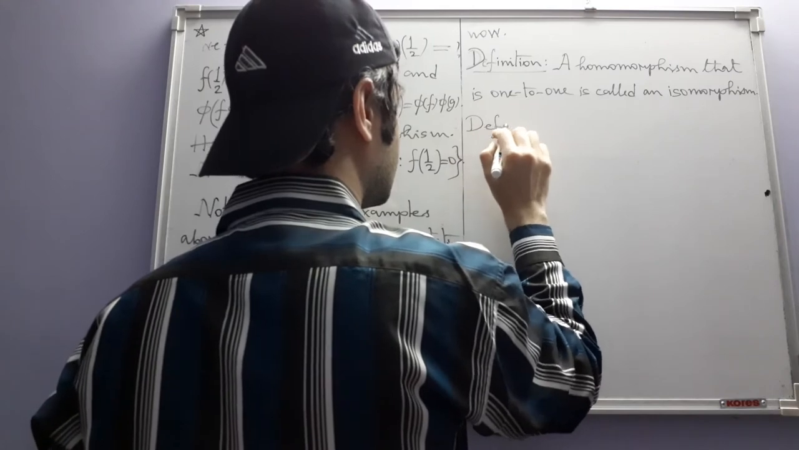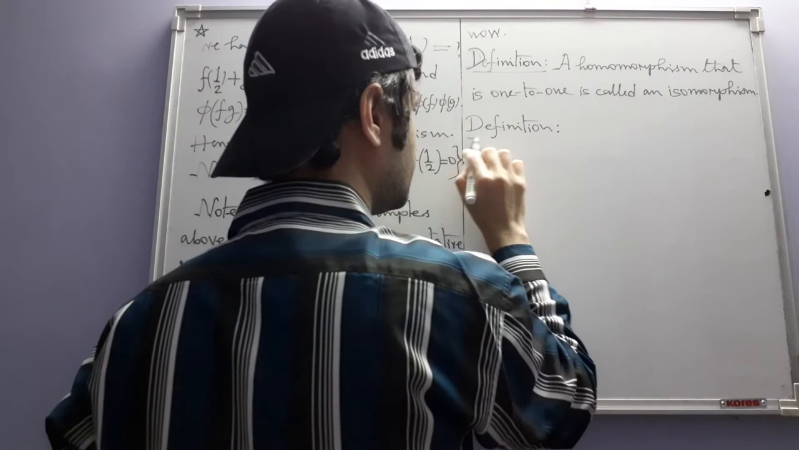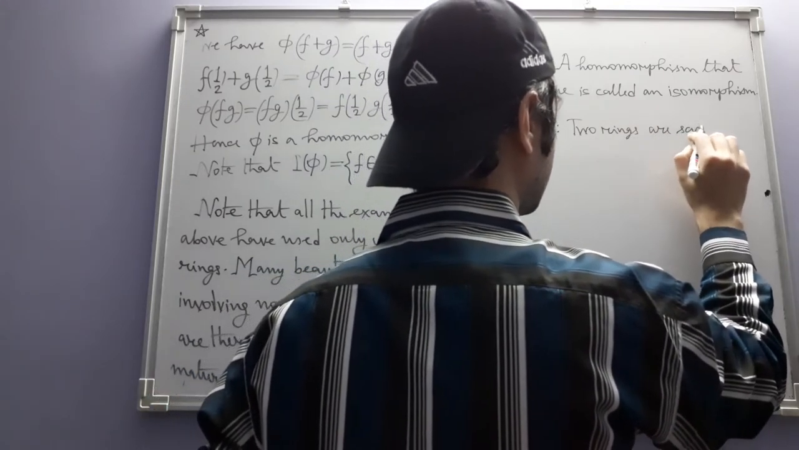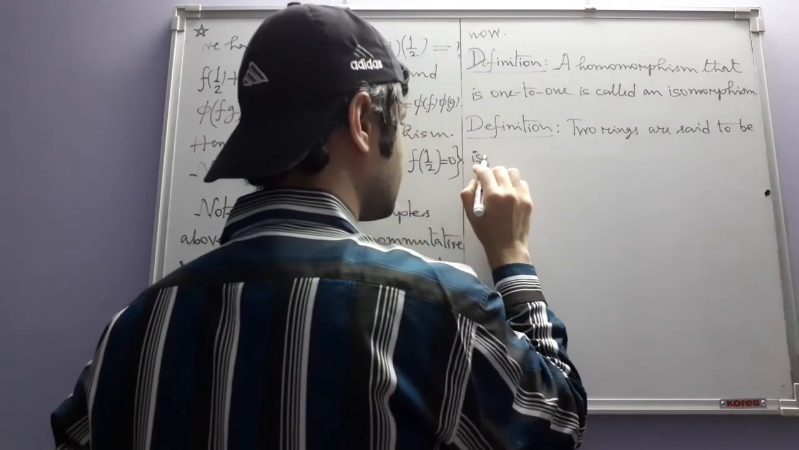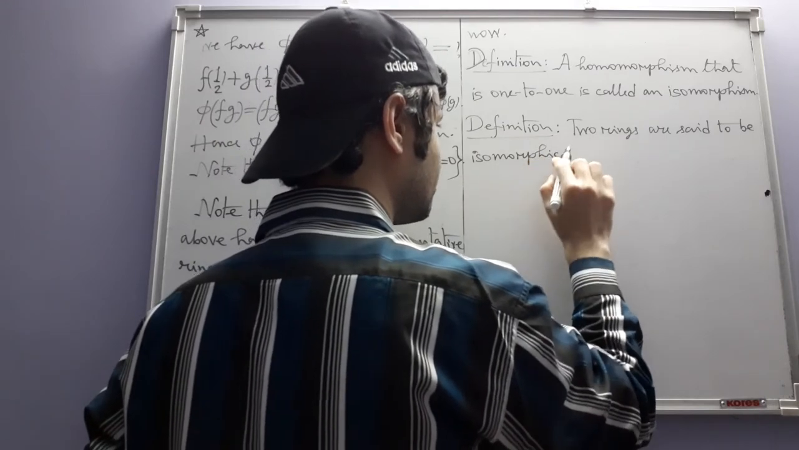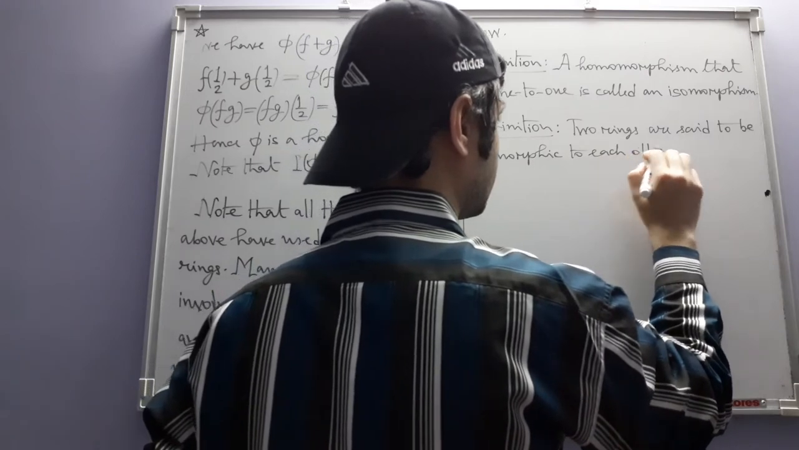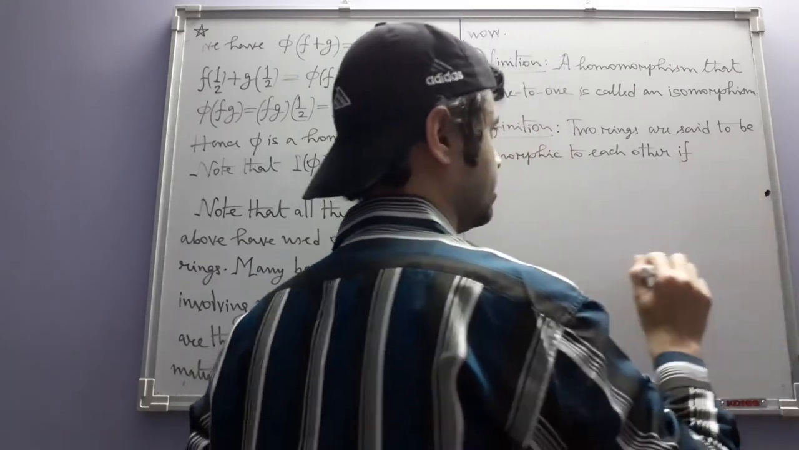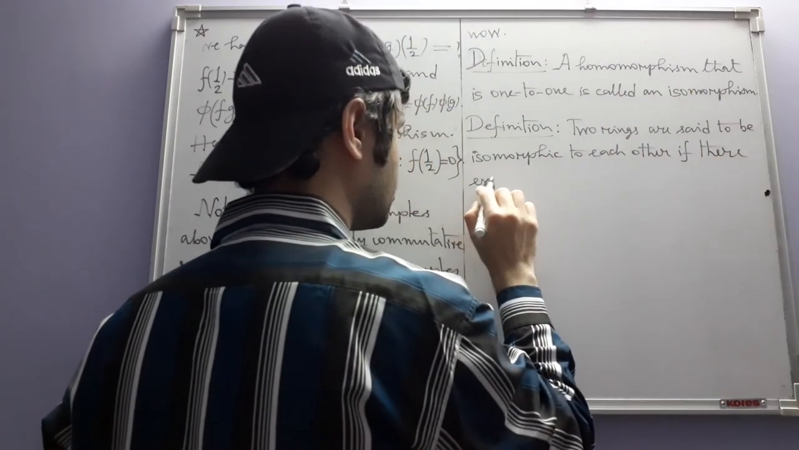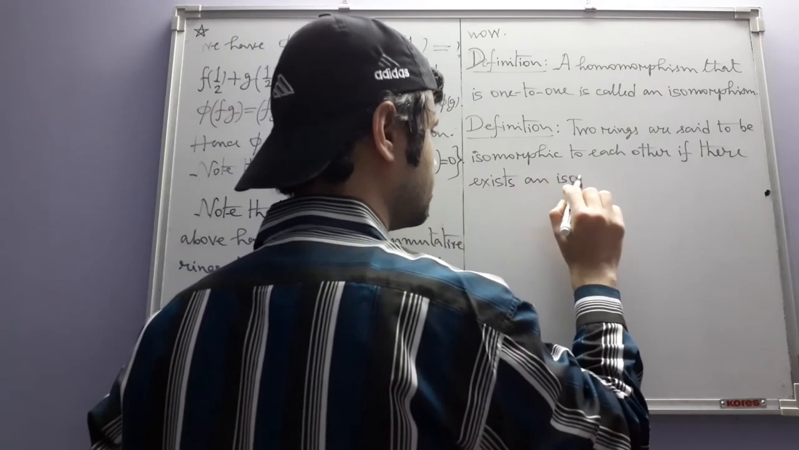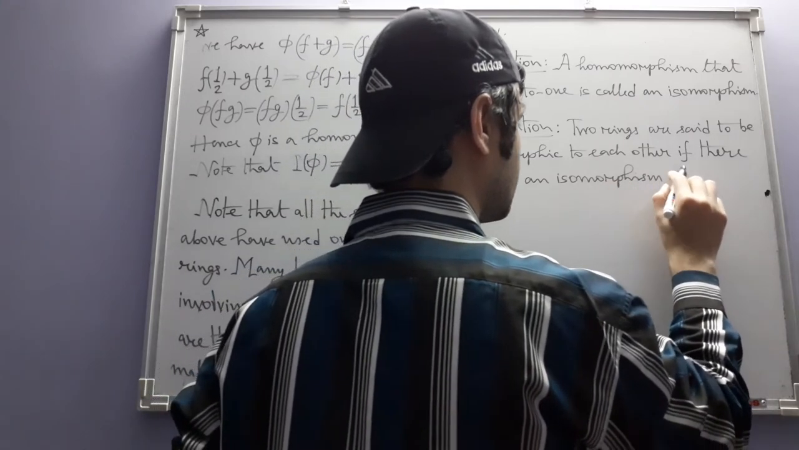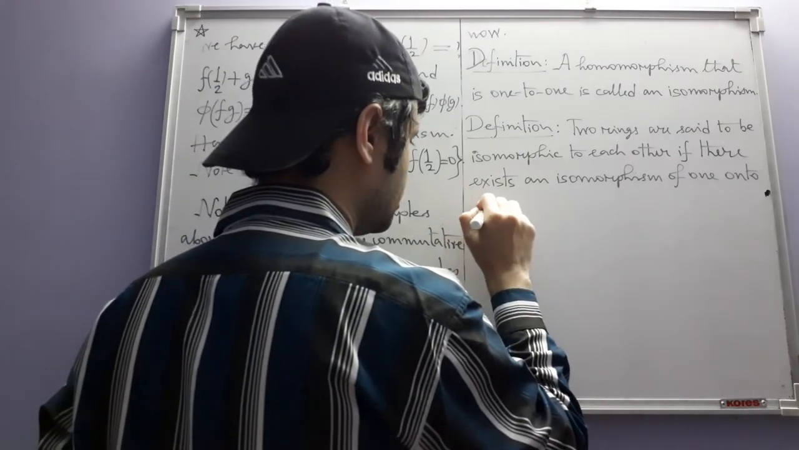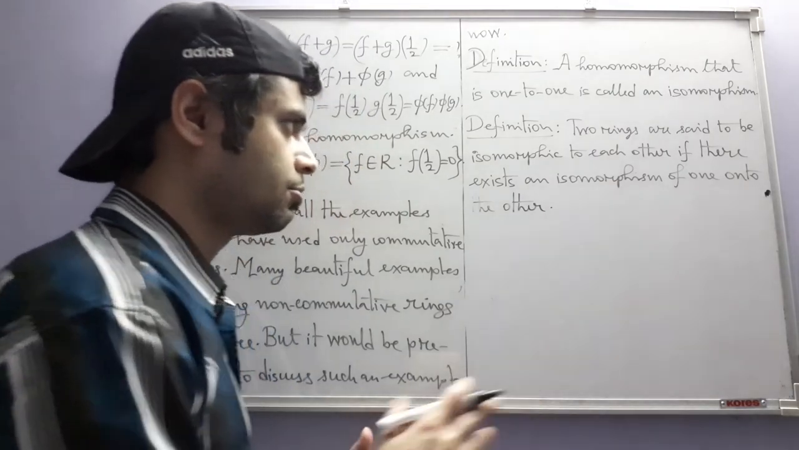And then comes the next definition. Two rings are said to be isomorphic to each other if there exists an isomorphism of one onto the other. Now here we additionally require the isomorphism to be onto the other. Then we say that the two rings are isomorphic.